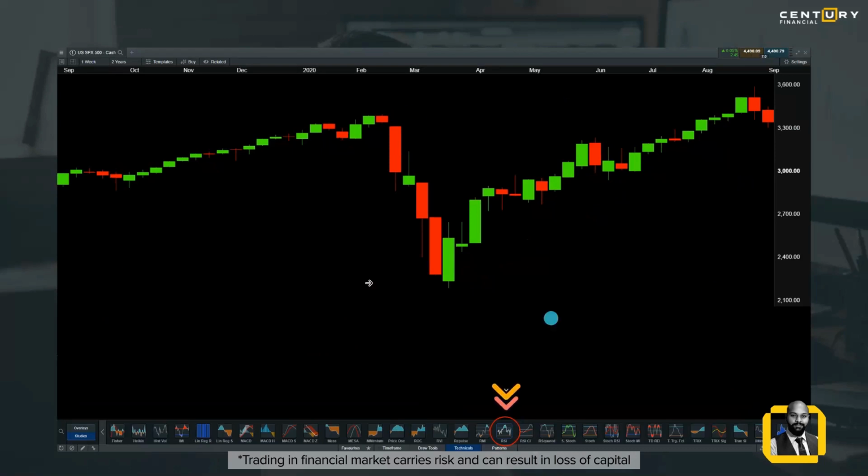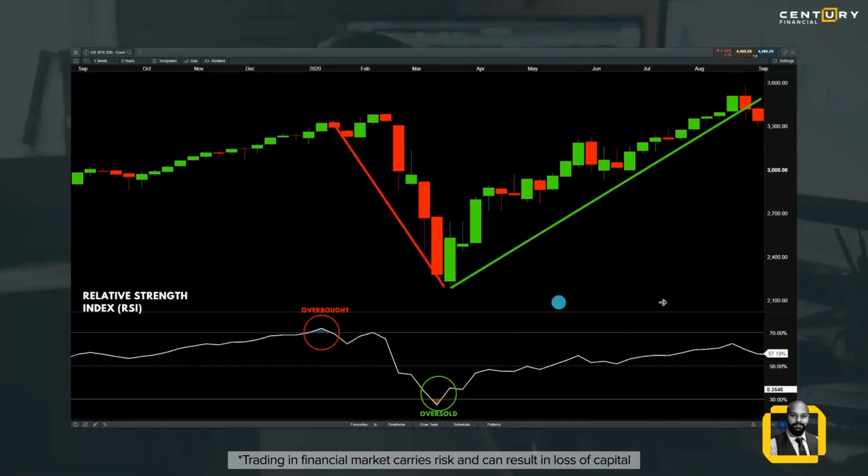Let me just go back. This is a plain chart over here. If I move forward, this is how RSI currently looks. I'm looking at a weekly time frame, meaning every candlestick over here represents a week, or a weekly move.